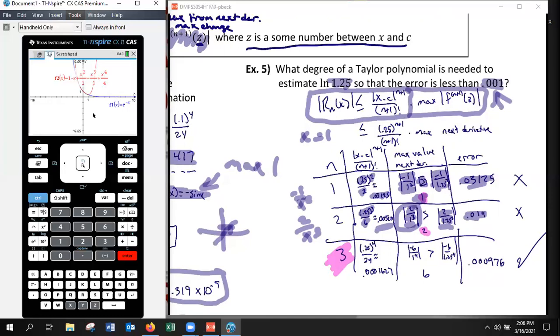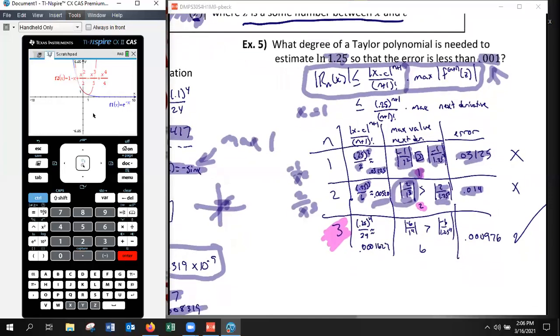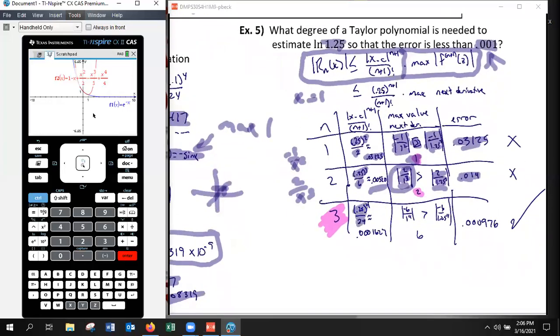Our third one, you can see I've highlighted it, which shows that that's going to be the answer. To get it, 0.25 to the fourth over 4 factorial, which I have as a decimal approximation here. Now our next derivative is going to be negative 6 over x to the fourth. If I compare negative 6 over 1 to the fourth to negative 6 over 1.25 to the fourth, 6 wins. The absolute value of that, which is 6, wins. So if we multiply 6 times that expression, we will get that, which is within the 0.001 that I want. So it takes a third-degree Taylor polynomial to be within 1/1000.